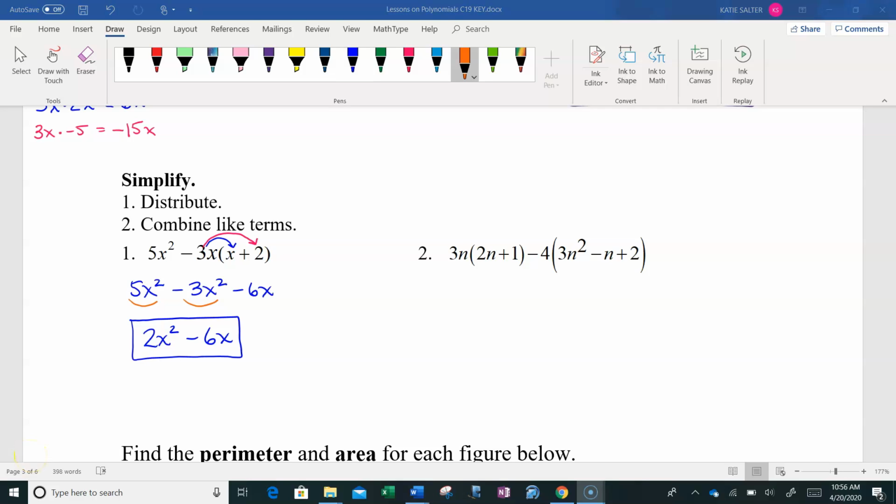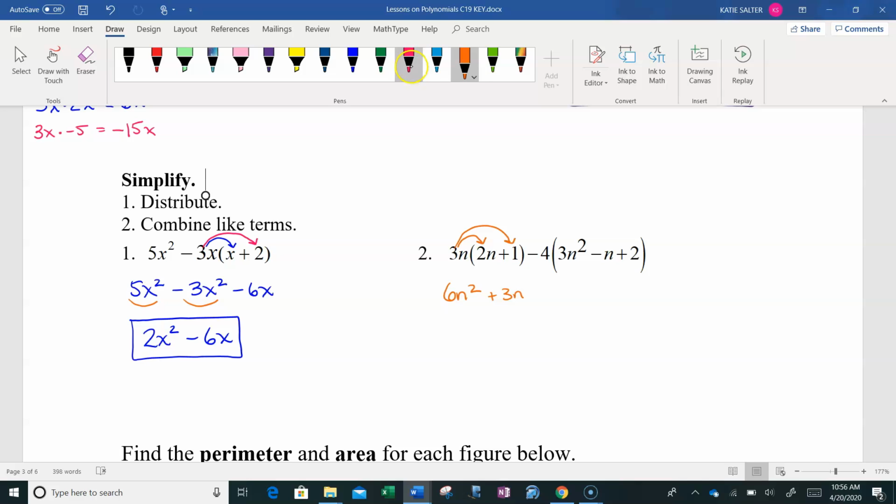Okay, so in this problem, we're going to multiply or distribute twice. We have this part right here in the front, this monomial times this binomial, and then this part here in the back, this monomial times this trinomial. So let's start right here, 3n times 2n. That is going to give us 6n squared, and then 3n times positive 1 is going to be plus 3n.